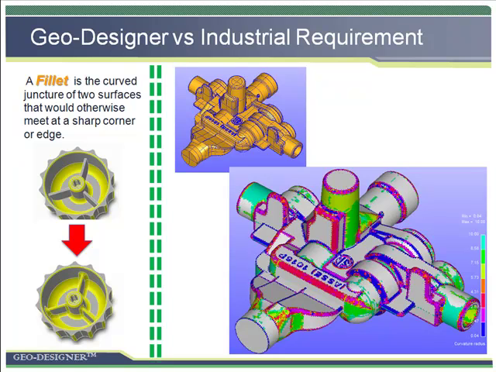A fillet is the curved juncture of two surfaces that would otherwise meet at a sharp corner or edge. Geo-Designer can provide the detailed fillet radius of the part and display it. We also support the filter method to view the result in the concerned range.